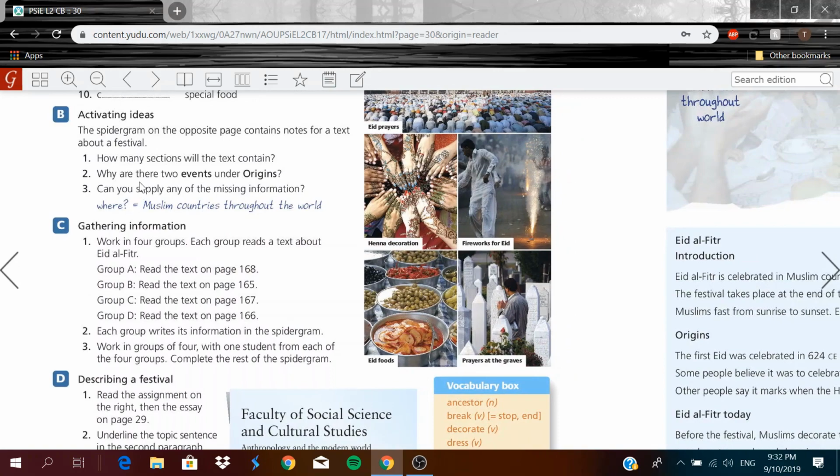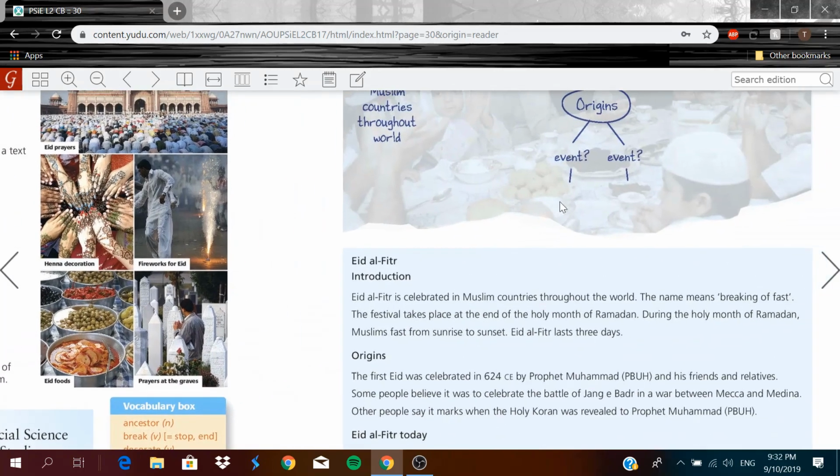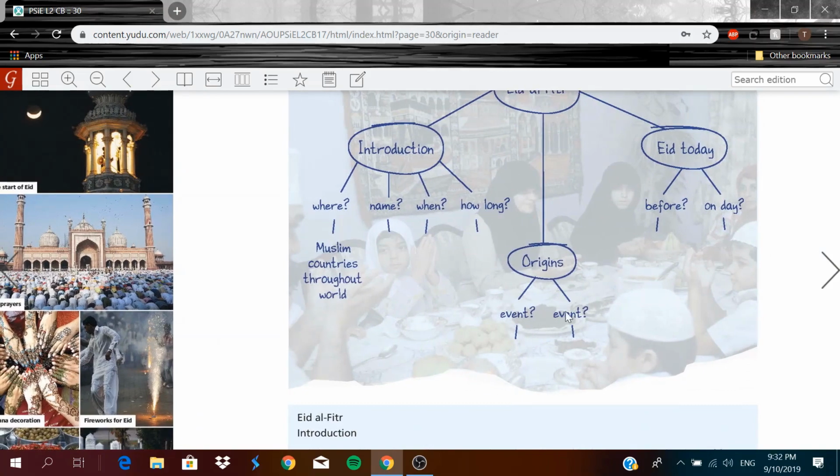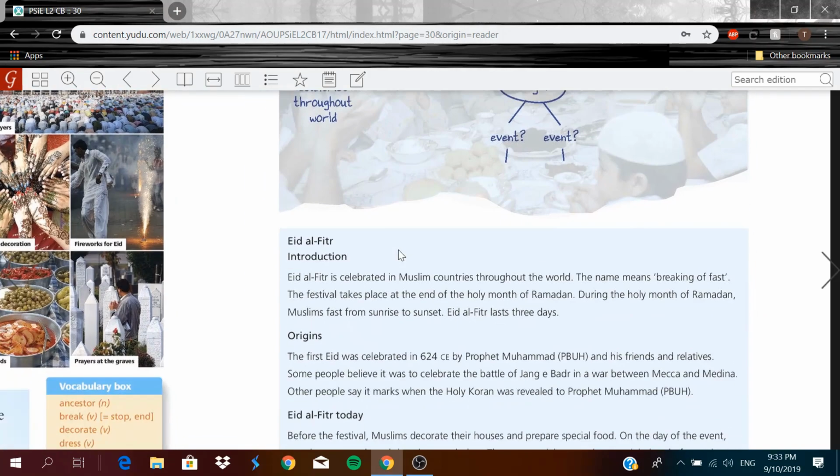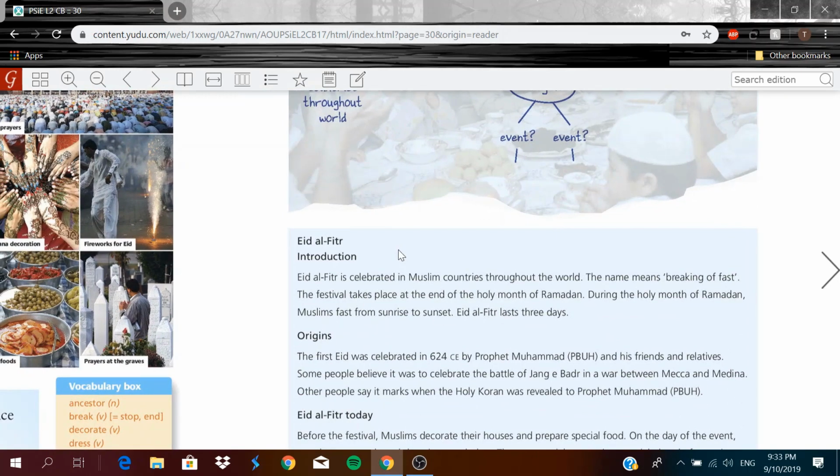Okay? And why are there 2 events under origins? So here we have origins in the spidergram, and it has 2 events. And the reason for that is because people think that it originated differently. So based on history, the first Eid was celebrated in 624 Common Era by Prophet Muhammad and his friends and relatives. However, that's one event, by the way. Some people believe it was to celebrate the battle of Badr in a war between Mecca and Medina. So that's also an event. And other people say it marks when the Holy Quran was revealed by Prophet Muhammad. So the origins are kind of mixed up, right? So that's why we have 2 events.